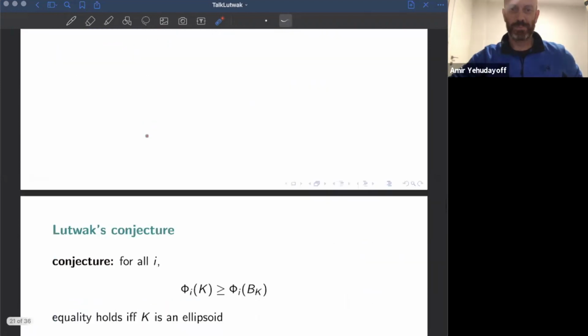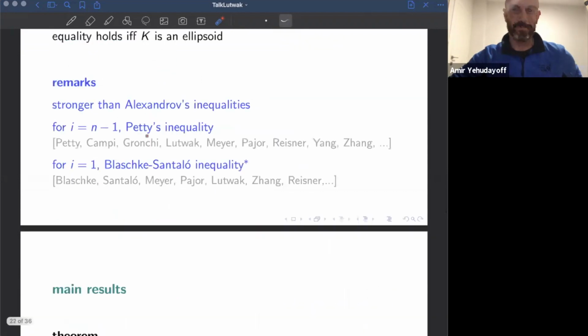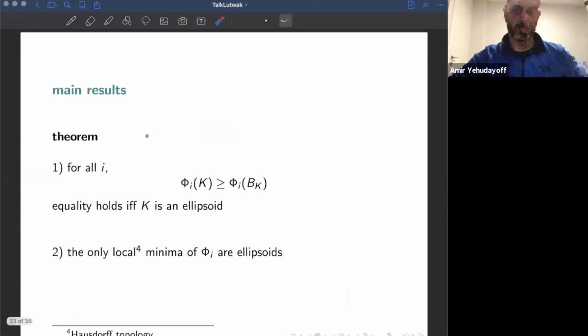So this is the main result that I proved with Emmanuel: this conjecture is true. All of these inequalities are true. Equality holds for ellipsoids and only for ellipsoids. And in fact, if you look at this quantity and ask if we have a body so that all of its neighborhood is larger, it's a local minimum, then this body is an ellipsoid.